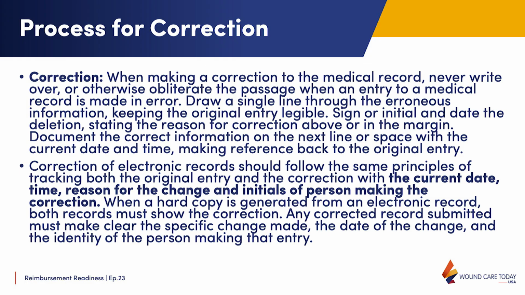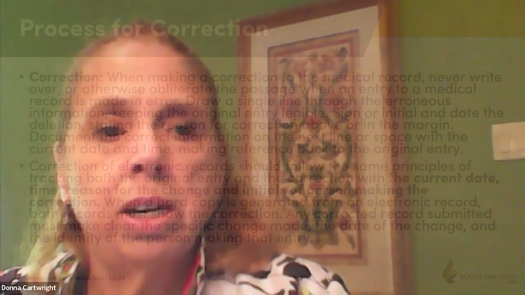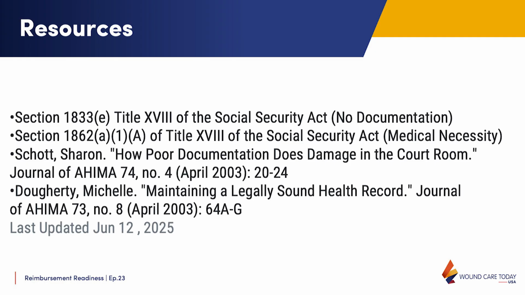When a hard copy is generated from an electronic record, both records must share the correction, and any corrected record submitted must make clear the specific change that was made, the date of the change, and the identity of the person making that entry. So I gave you a few resources where I got that from, and you can use those at your own leisure.